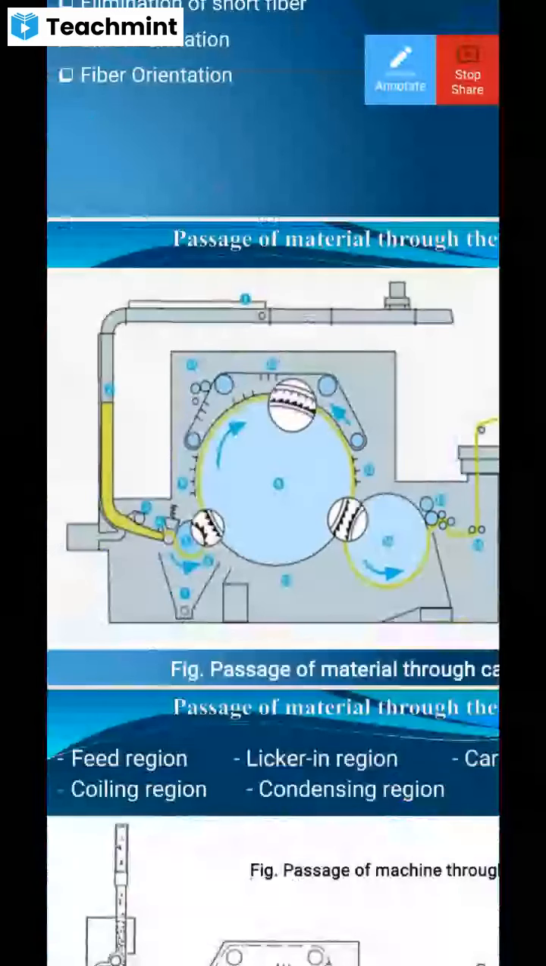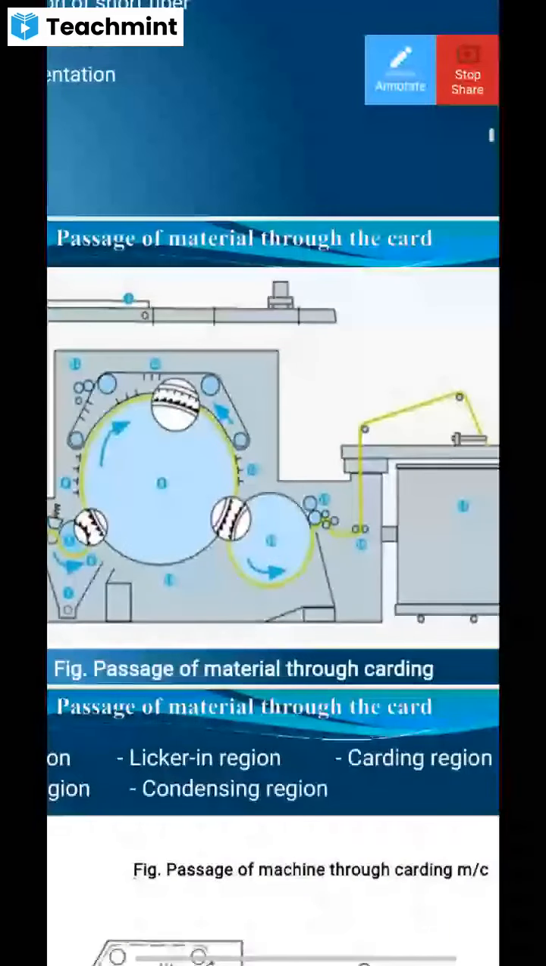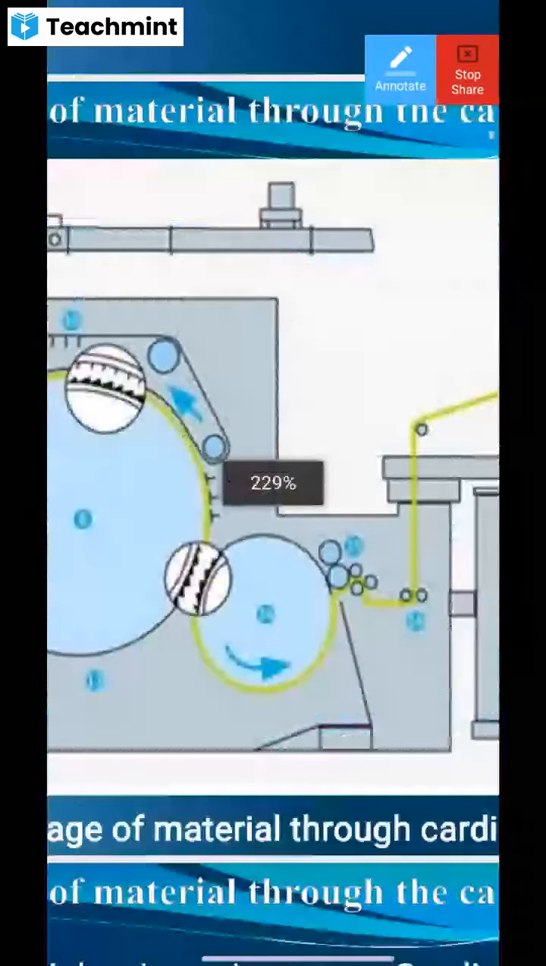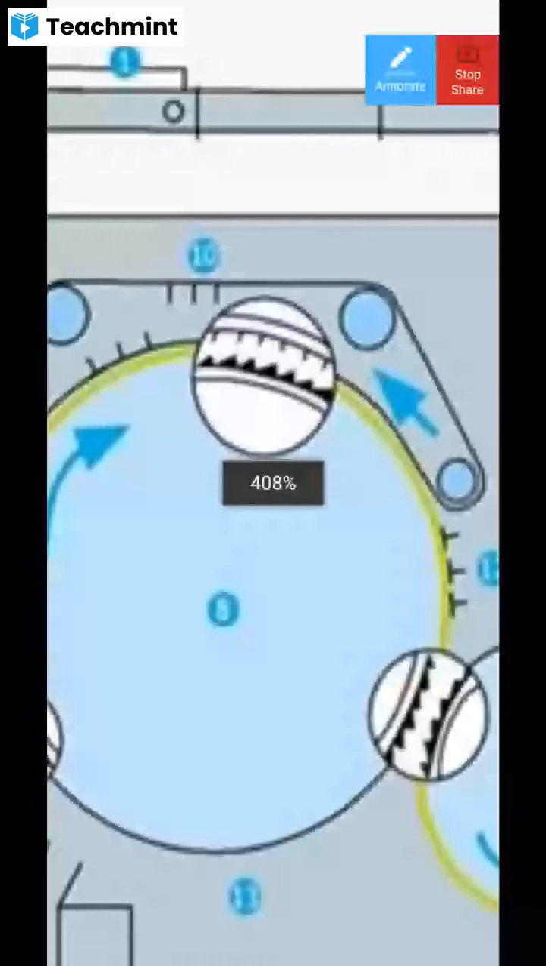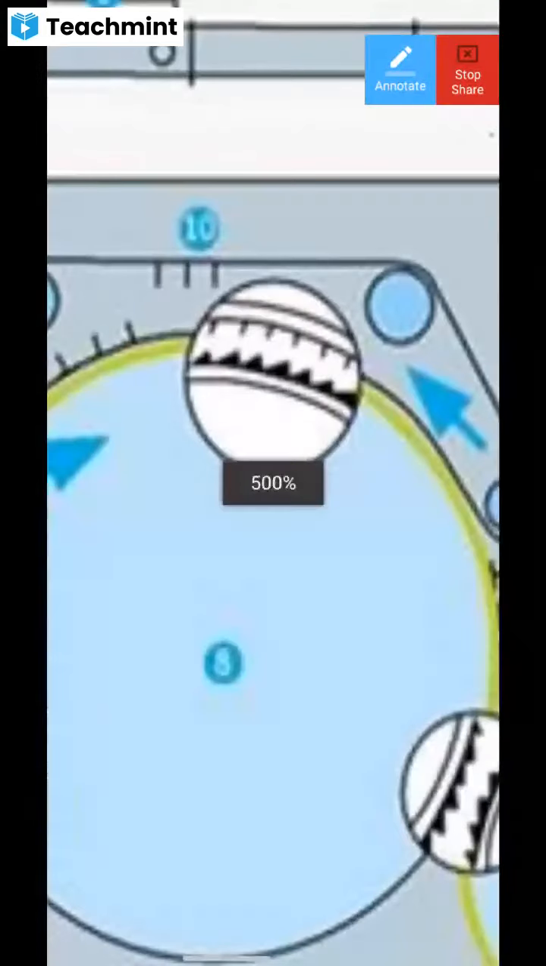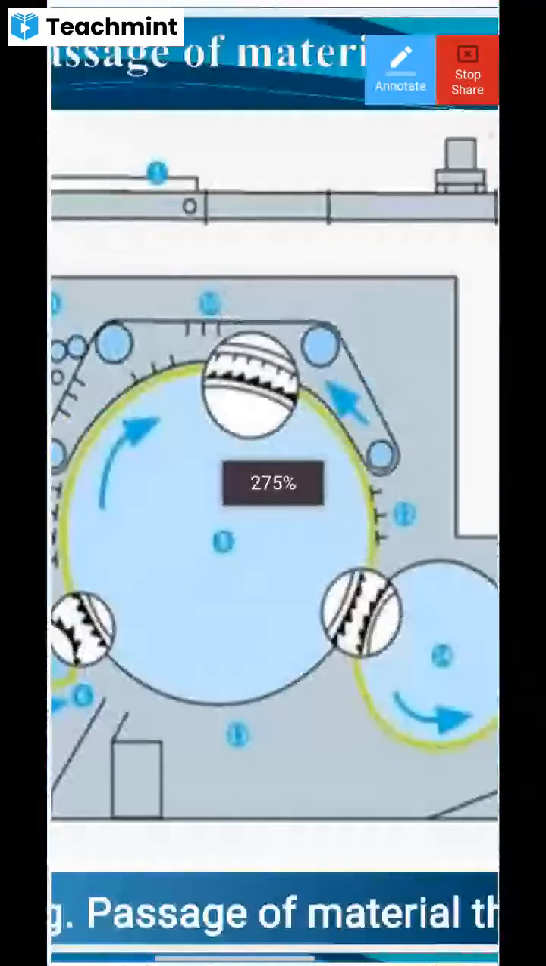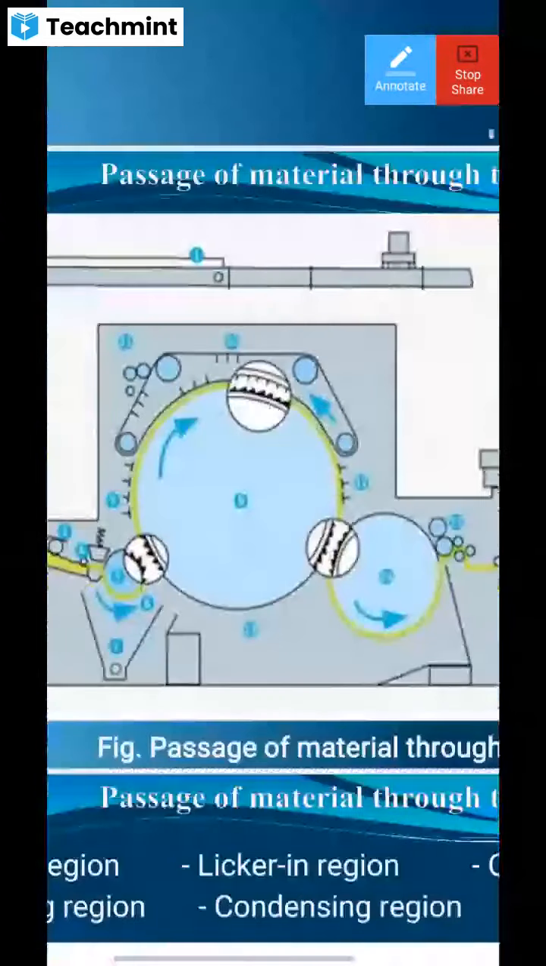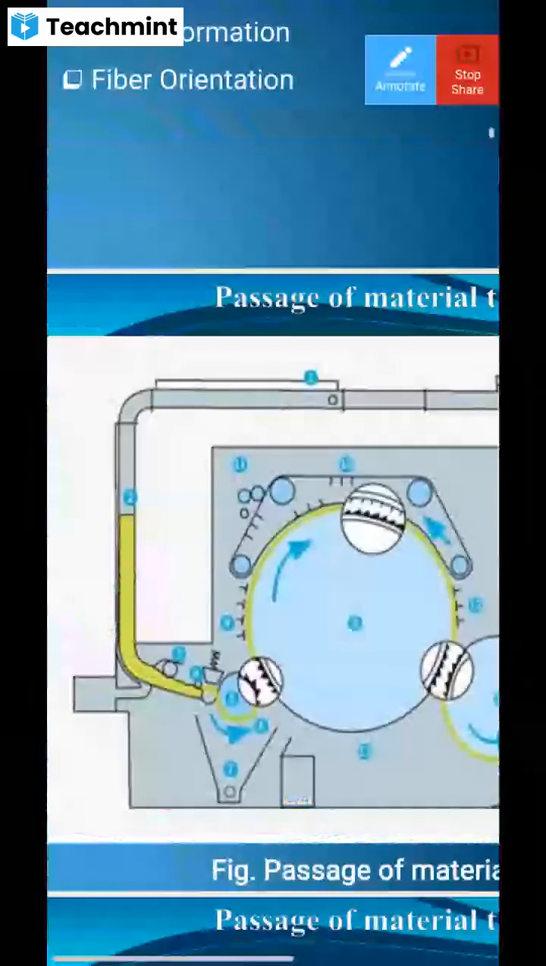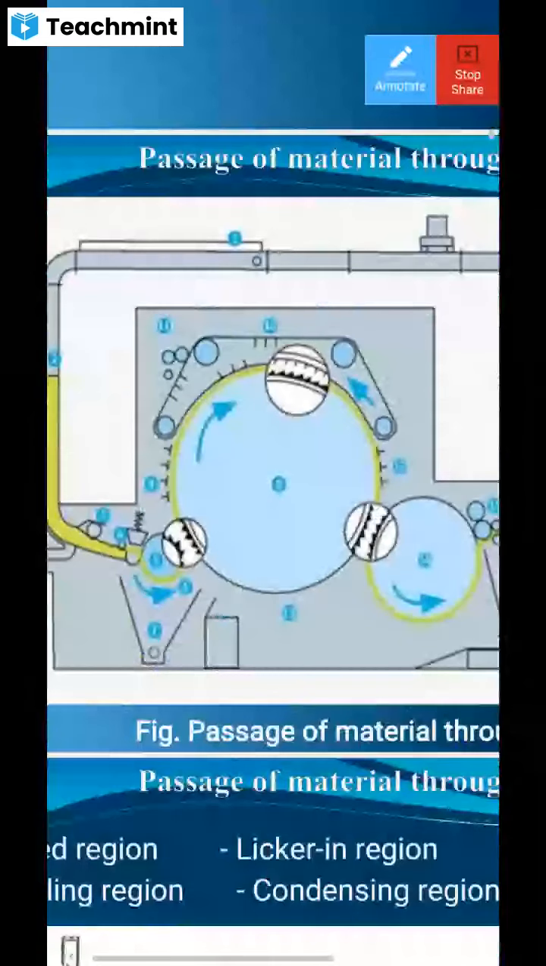Then for the carding region, here I enlarge this schematic diagram. This is the carding region or individualization region. This is between part number 8 and 10. Part number 8 is a cylinder, part number 10 is the flat. So the individualization action between the flats and cylinder, here the individualization is done. Now for the carding region and then for the coiling region and condensing region.